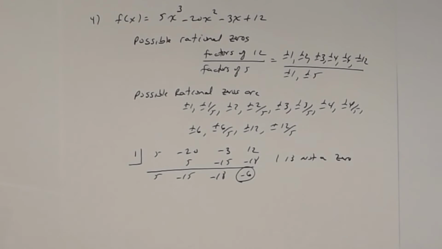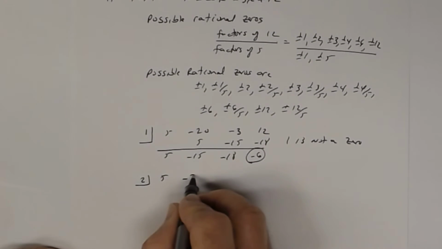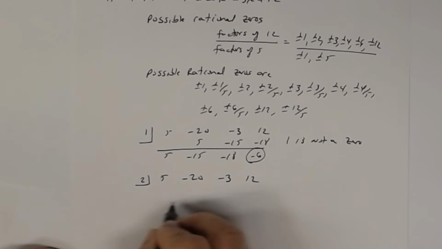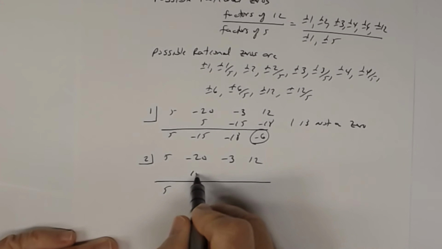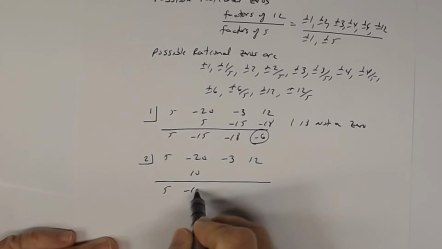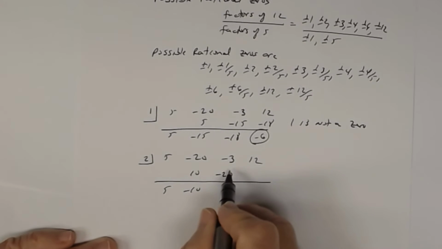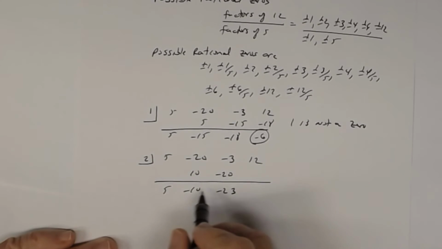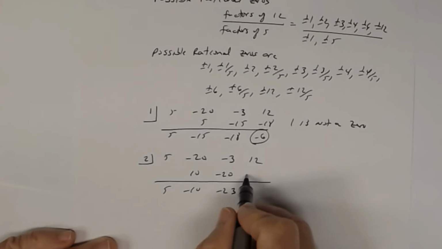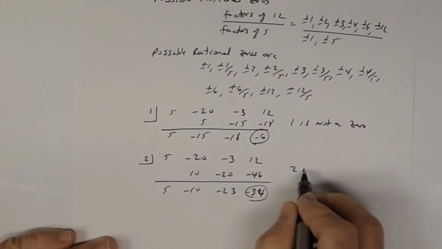All right, let's try 2. Let's see if 2 works. So we go to 2: 5, negative 20, negative 3, 12. We bring down the 5. 2 times 5 is 10. Add, you get negative 10, right? Negative 20 plus 10 is negative 10. Multiply, you get negative 20. And so that's negative 23. And obviously you know you're not going to get negative 12. Negative 46, and so we get negative 34. So that means 2 is not a 0.